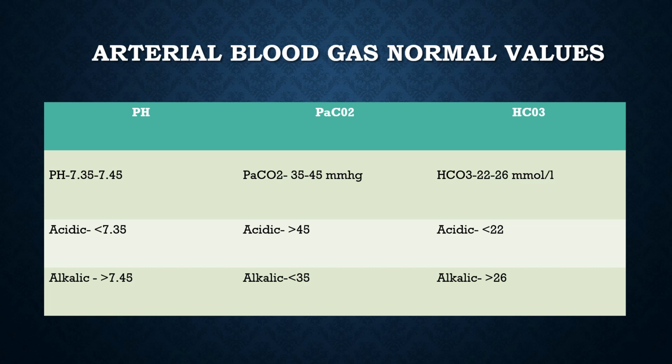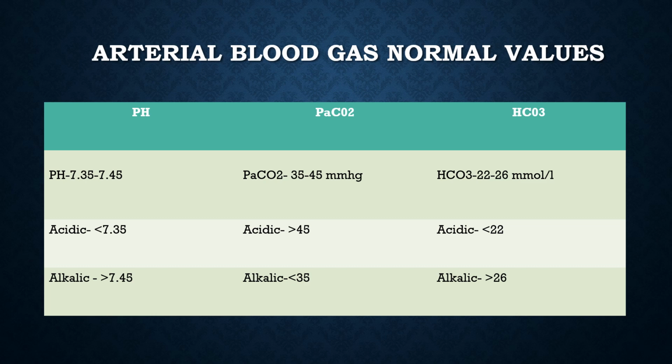Normal values of PaCO2 is 35 to 45 mmHg, and if it increases more than 45, it will become acidic, and if it is less than 35, it will become alkalic. The third one is HCO3, and the normal values of HCO3 is 22 to 26 millimole per liter. If it is more than 26, we can call it alkalic, and if it is less than 22, we can call it acidic.